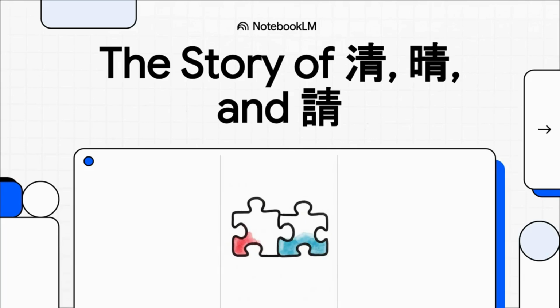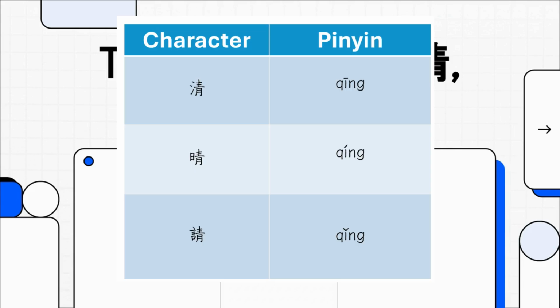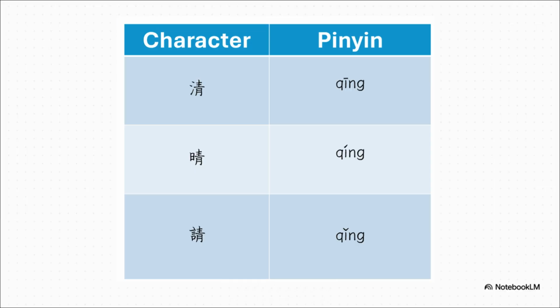So, if you're learning Chinese, I'm sure you've run into this problem. You see a character that looks almost exactly like one you just learned. Well, today we're going to crack the code on 3 of the most common troublemakers. Let's dive right in.